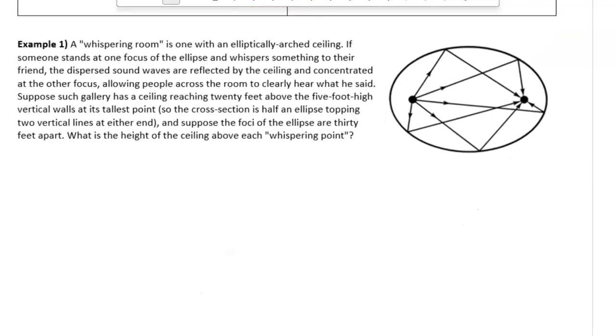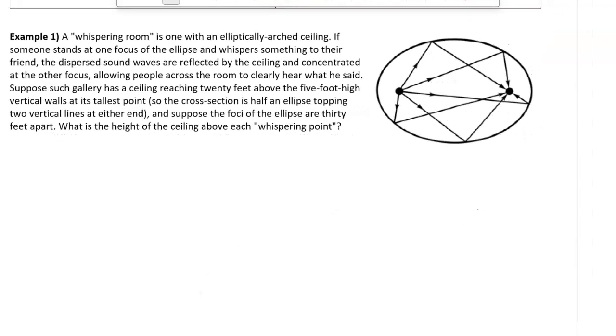Okay, so we're going to talk about working through a word problem like this for a conic section, and we're looking at an ellipse. This example talks about a whispering room which has an elliptically arched ceiling, and if someone stands at one focus, the whisper from their mouth bounces off the ceiling and goes right over to the other focus. What we're trying to find is the height of the ceiling above each whispering point.